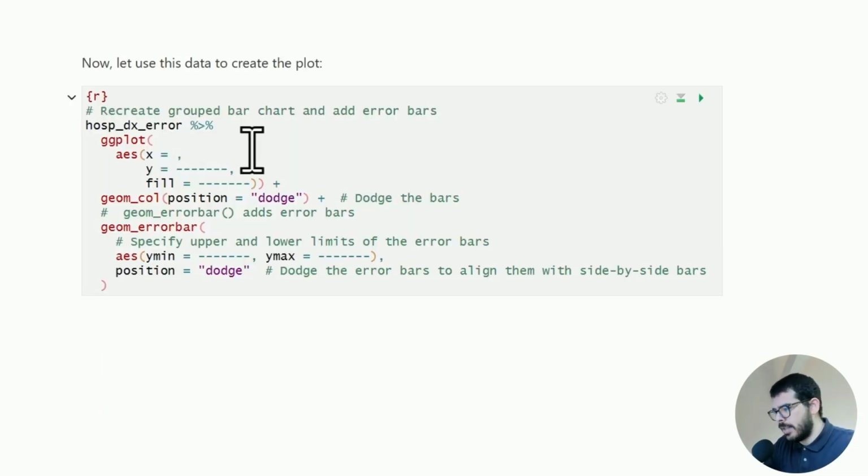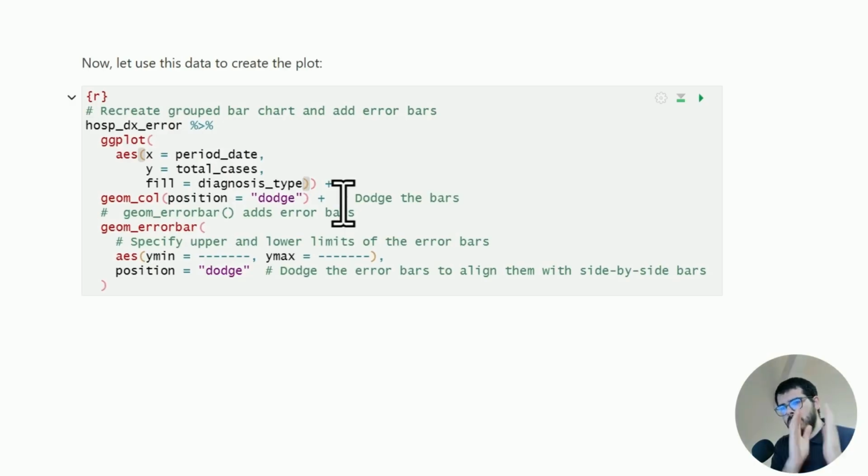So for the x-axis, we want to see the period date. In the y-axis, we would like to see the total cases. And in the fill axis, we would like to see the diagnosis type. So once we have that, we say geom_col and position is dodge, so that we see the bars grouped together side by side.